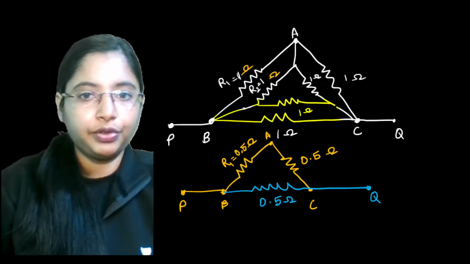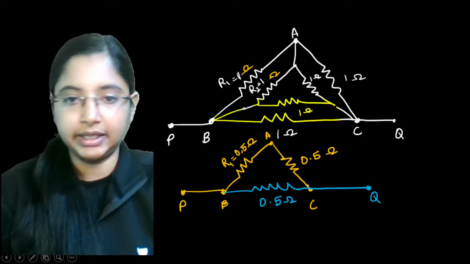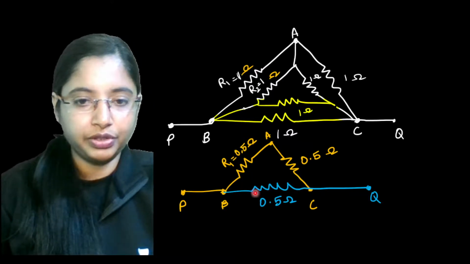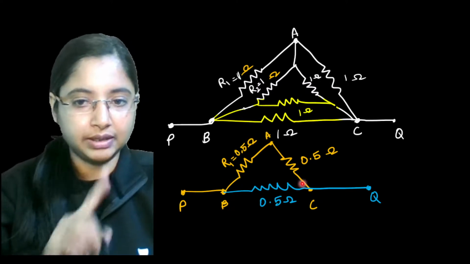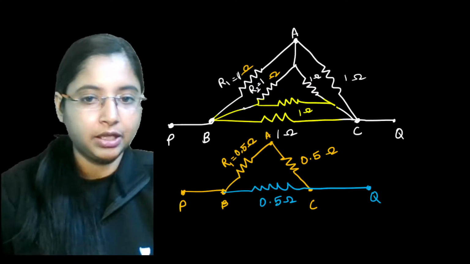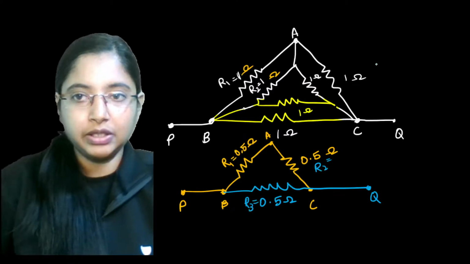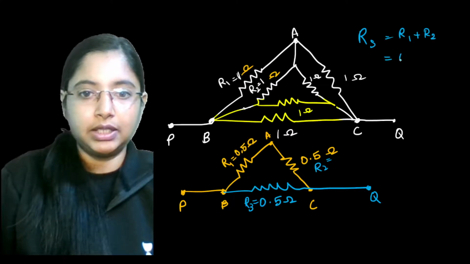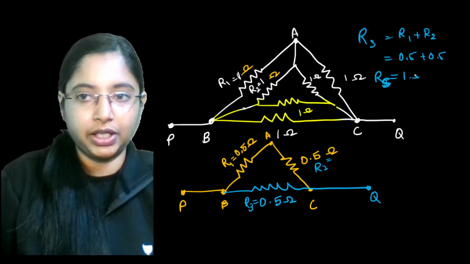Now if you see the equivalent circuit, these two points are actually in series. So across these two points, these two are in series. So instead of using these two resistors, we can simply take one resistor. Let's say this is R2 and this is R3. Now because it is in series connection, we just add these two values. That will be 0.5 plus 0.5. So R3 in this case, the series combination, will be 1 ohm.